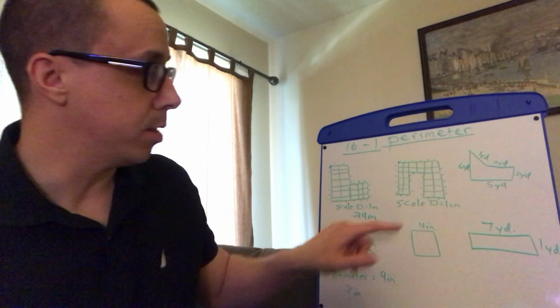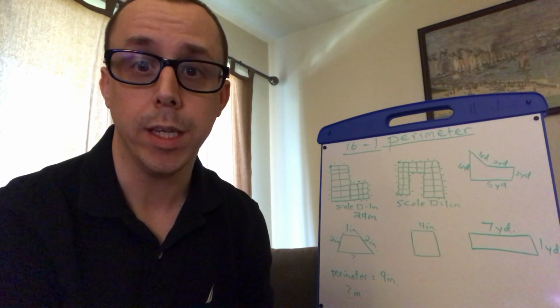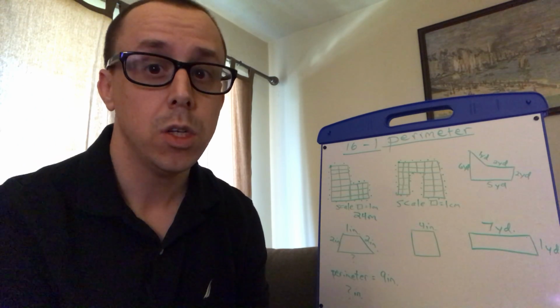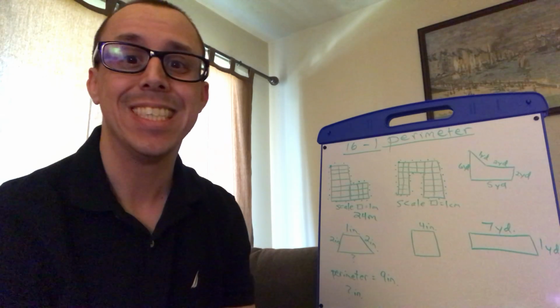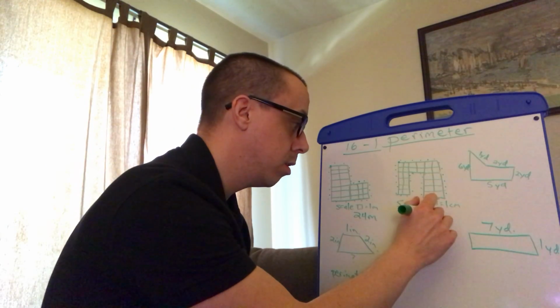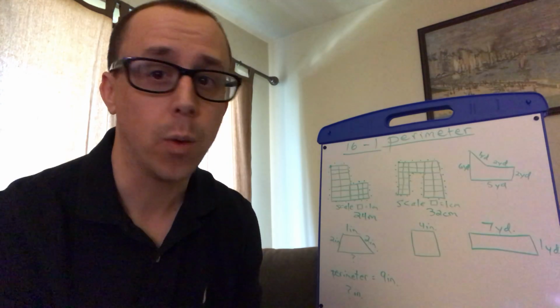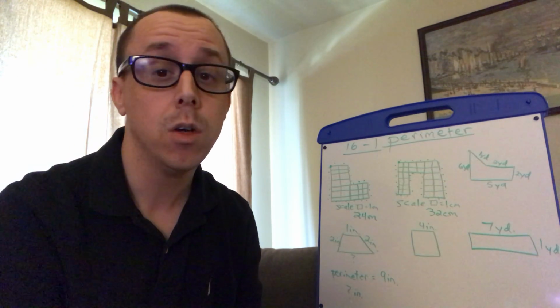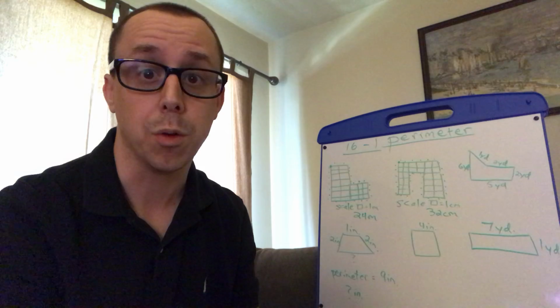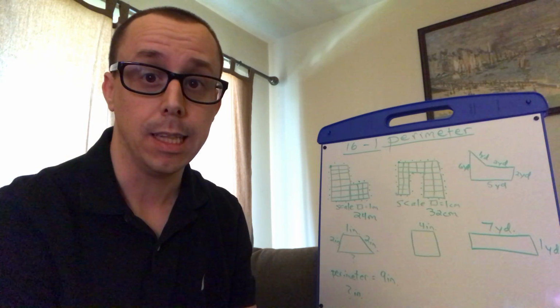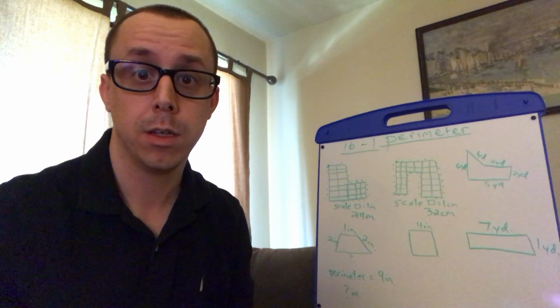This time the scale says that each square unit is 1 square centimeter. So we had 32 centimeters. Not square centimeters like we did with area. Okay, these are just centimeters. So 32 centimeters is the label for that shape.